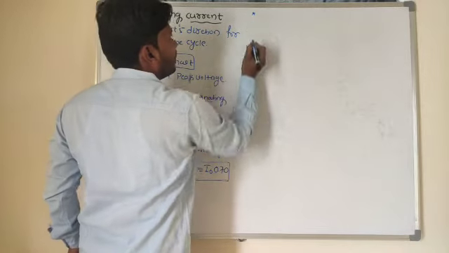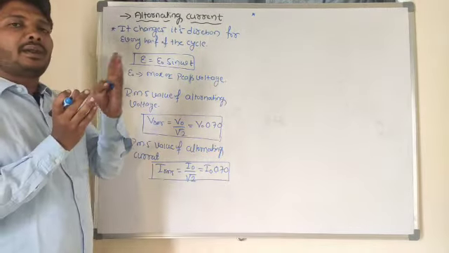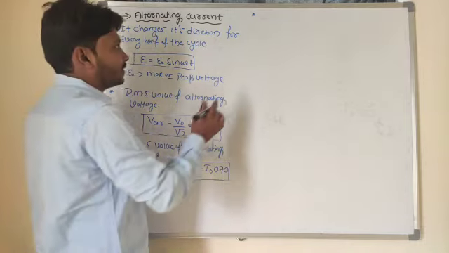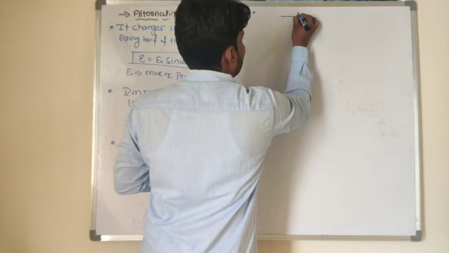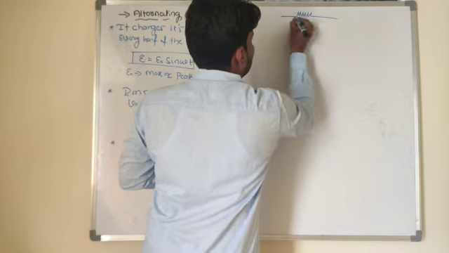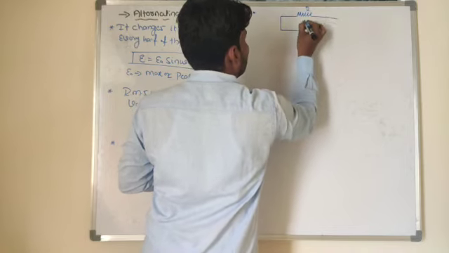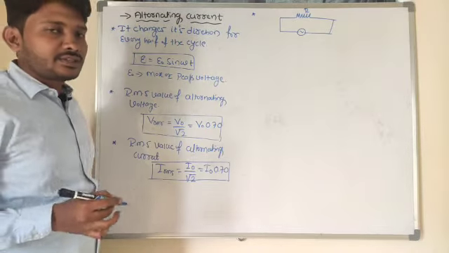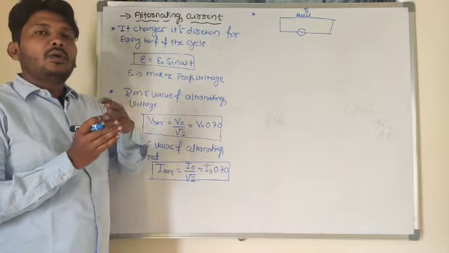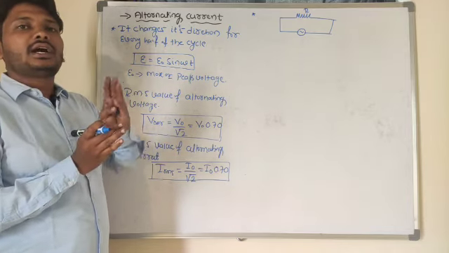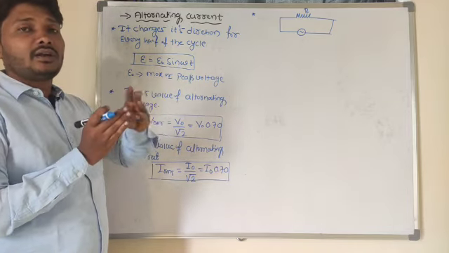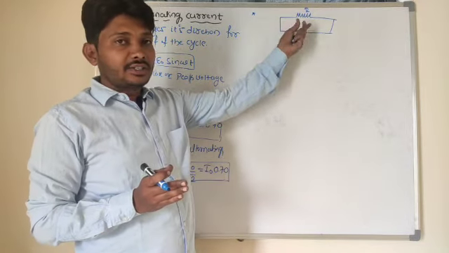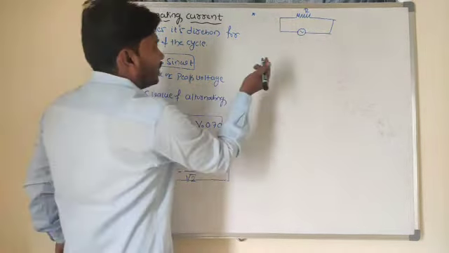So for example, when alternating current is applied to a resistor, is there any phase difference between current and voltage? I need to understand this. For example, this is one resistor element. When alternating voltage is passed to the resistor, what about the alternating current? Whether current and voltage are in the same phase or in the opposite phase, I need to understand. So for that purpose I derived the expression.